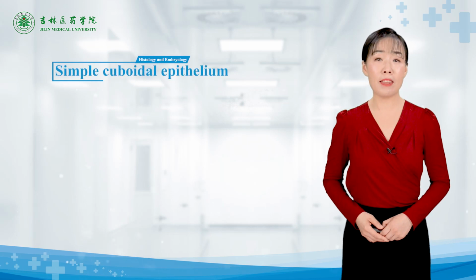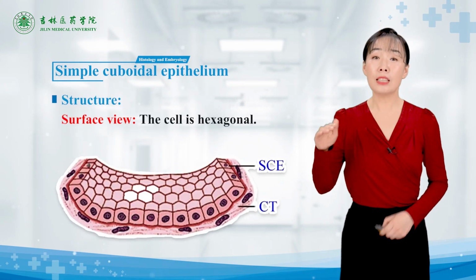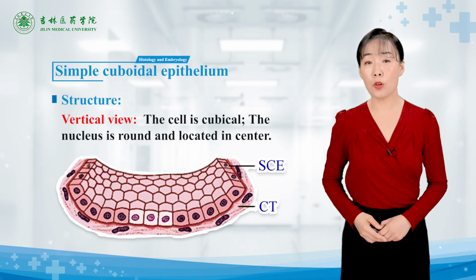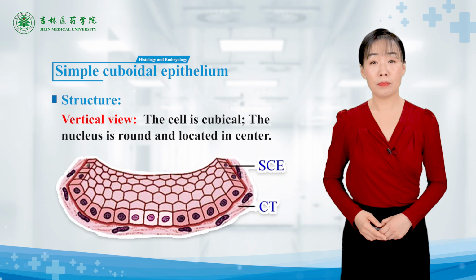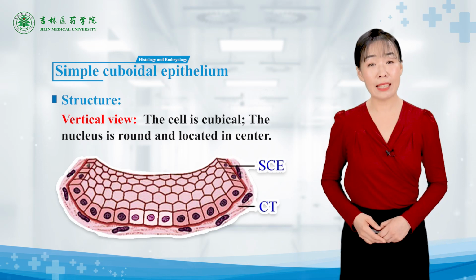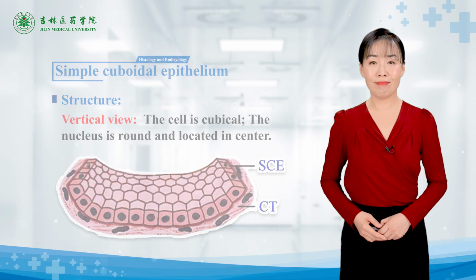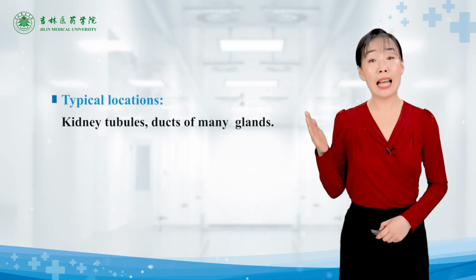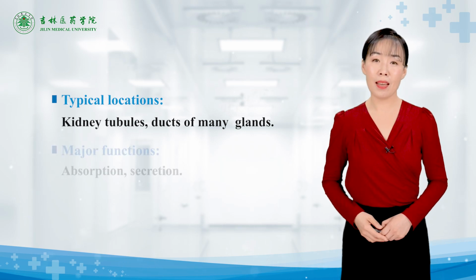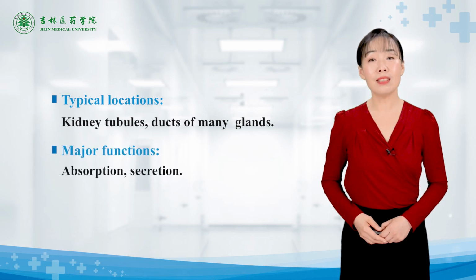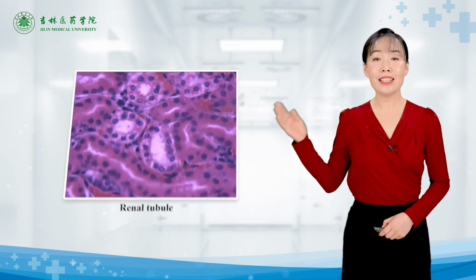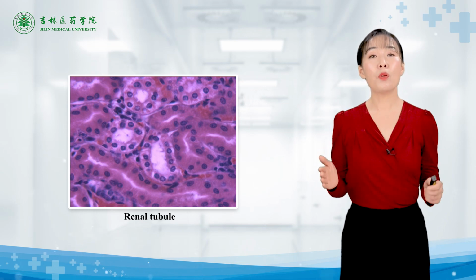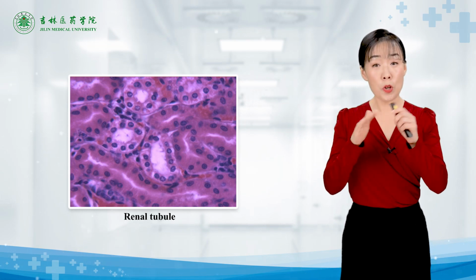Simple cuboidal epithelium. Surface view, the cell is hexagonal. Vertical view, the cell is cuboidal. The nucleus is round and located in the center. Locations: kidney tubules, ducts of many glands. Major functions: absorption, secretion. This is the distal convoluted tubule of the kidney. Simple cuboidal epithelium lines the tubule wall.